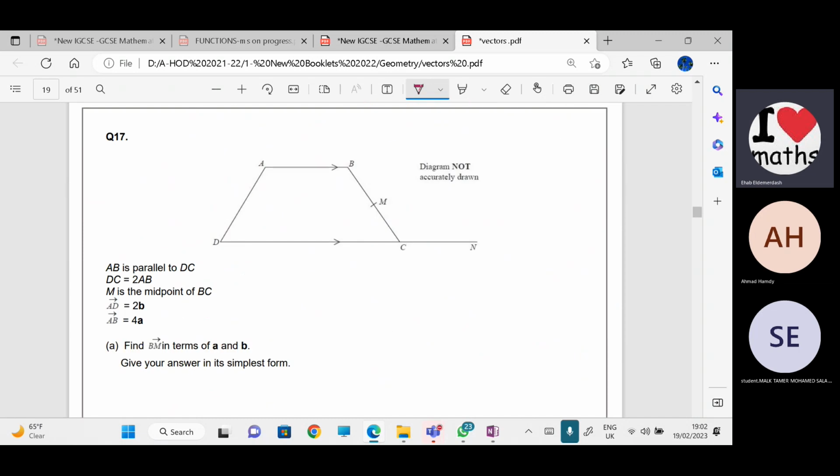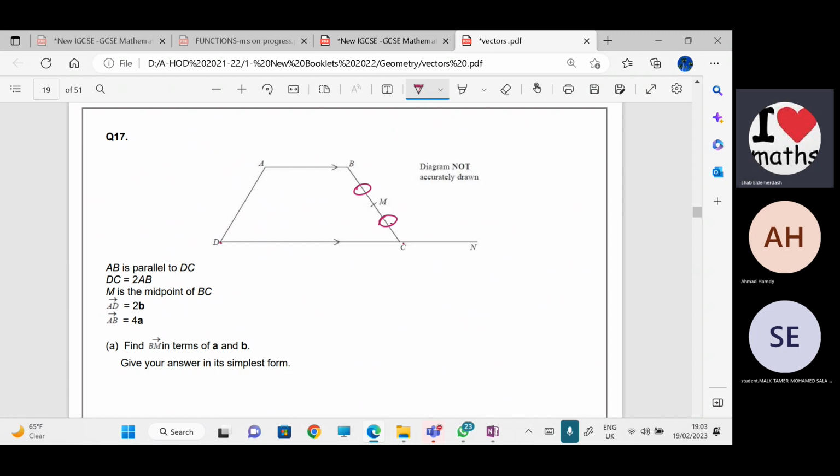It's the last question. Have a look at this one. We will do it in 2 minutes, God willing, but I need you to focus with me. They gave me AB is parallel to DC. Thank you. AB is parallel to DC. Once they gave me that, I'm very happy. M is the midpoint. Nice. And then DC is equal to twice AB. So DC here is equal to twice the AB.